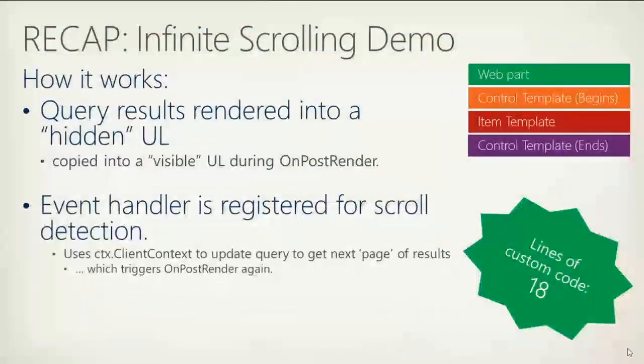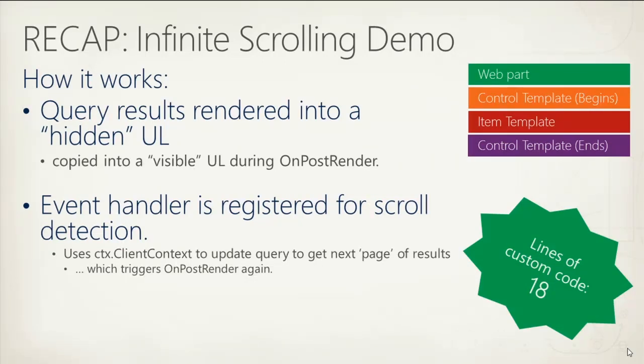All right, so quick recap of what we did. Overall, how this works, we hid the actual query results. So those were rendered into a hidden UL. We used an on-post render event to copy those into the visible one. And then we registered our scroll handle events.